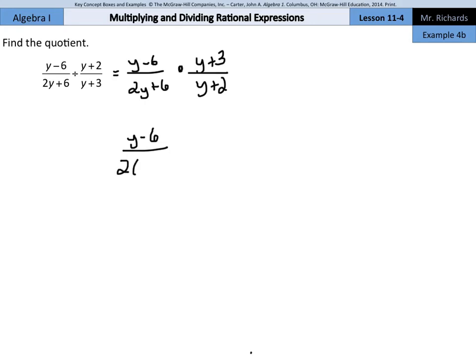Now for this question, (y - 6) over (2y + 6) divided by (y + 2) over (y + 3). Let's go ahead right away and multiply by the reciprocal. So y - 6 over 2y + 6 multiplied by y + 3 over y + 2. Next, if we look at the 2y + 6 and try to factor that out, we'll have y - 6, and if we factor out a 2, this would be 2 times (y + 3), times (y + 3) over y + 2.